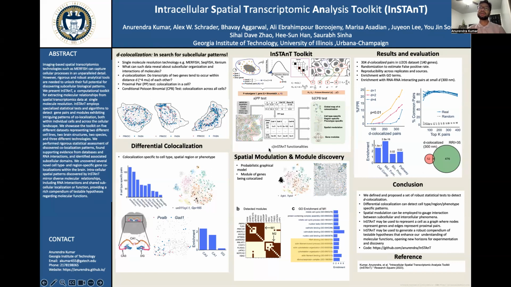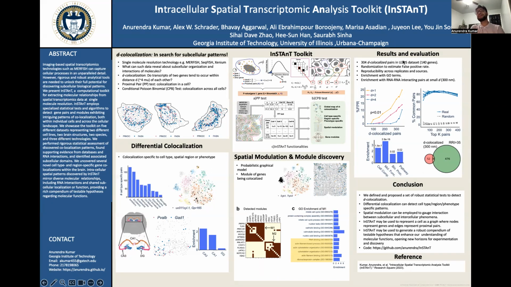So in a nutshell, I'll describe InSTAnT's different functionalities. First, we have different datasets, and you represent these datasets in a data frame format, and you utilize the PP test that outputs a p-value for each gene pair across all cells. Then we run the CPP test to find a global map of decolocalization. Next, InSTAnT also has differential colocalization that can detect cell type, region, or phenotype specific pairs. InSTAnT can also detect spatially modulated colocalization irrespective of spatial annotation. And finally, we have gene module discovery.